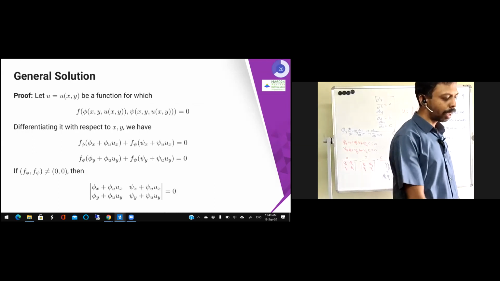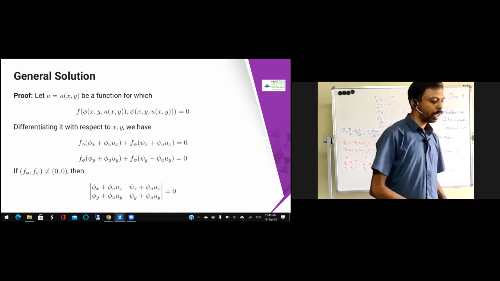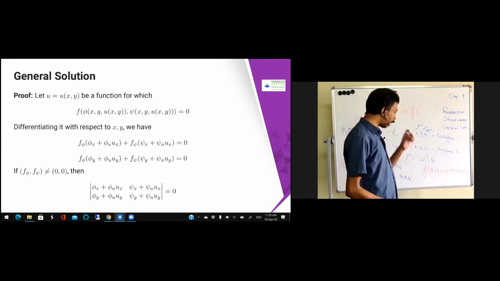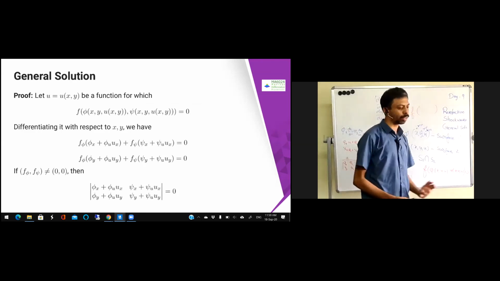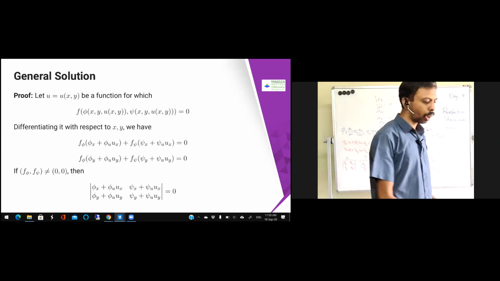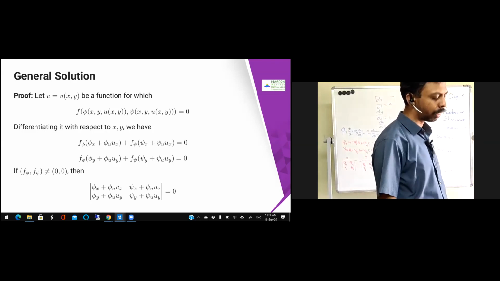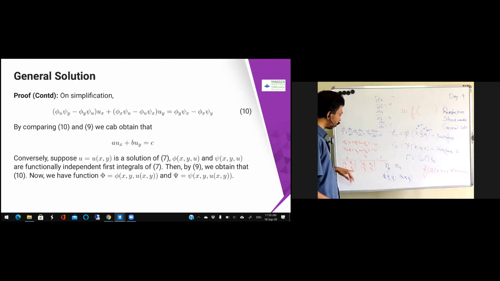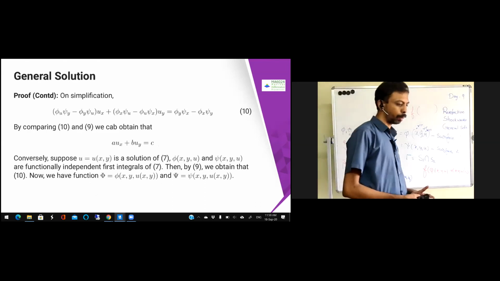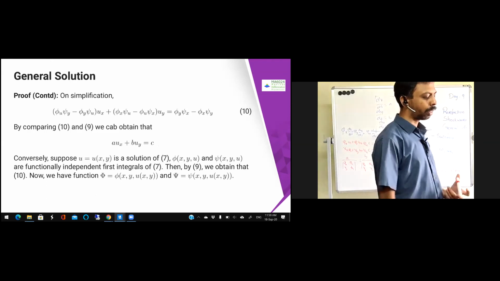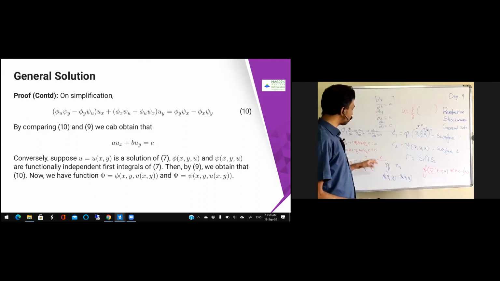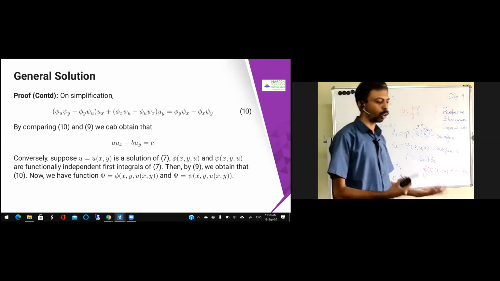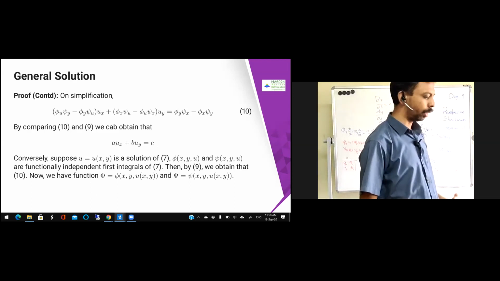So what I started with is u equal to f(x, y), which is satisfying this condition, and what I am trying to prove is that phi and psi are functionally independent. So I am just rewriting that equation, and I got this kind of setup. If this condition is satisfied, that means we can say that phi and psi are functionally dependent. So what you can obtain is that a u_x plus b u_y equal to c. Therefore, it is going to satisfy the possibility here.